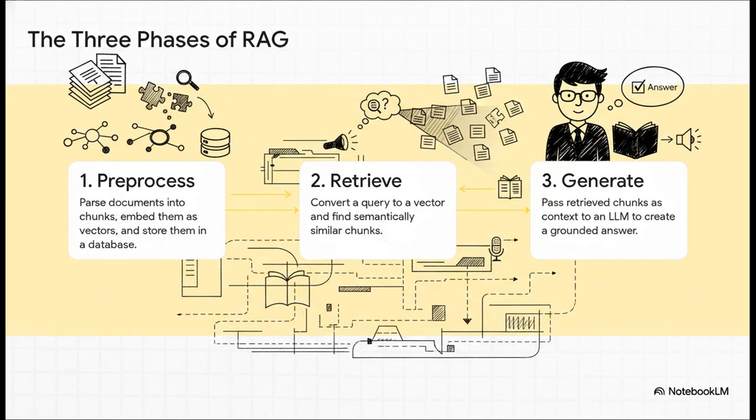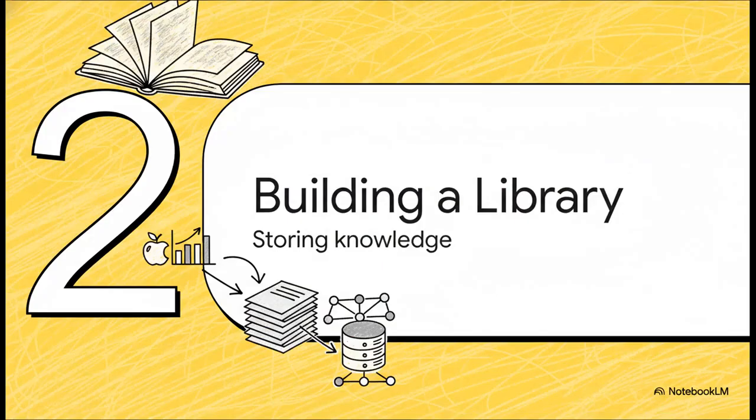Now, for your exam, you absolutely have to know these three phases. Phase 1, preprocess. This is the prep work. We chop up our documents into little pieces and figure out what they mean. Phase 2, retrieve. When someone asks a question, we go find the most relevant little pieces. And Phase 3, generate. We hand those pieces to a big AI model and say, okay, write an answer, but, and this is the important part, you can only use the information I just gave you. That's how we keep it honest. This is our roadmap.